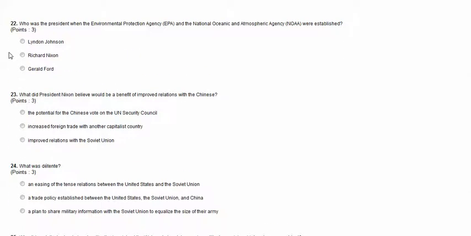Number 22, who was the president when the Environmental Protection Agency, or the EPA for short, and the National Oceanic and Atmospheric Agency, NOAA, were established? Was it Lyndon Johnson, Richard Nixon, or Gerald Ford? Number 23, what did President Nixon believe would be a benefit of improved relations with the Chinese? The potential for the Chinese vote on the UN Security Council, an increased foreign trade with another capitalist country, or improved relations with the Soviet Union?